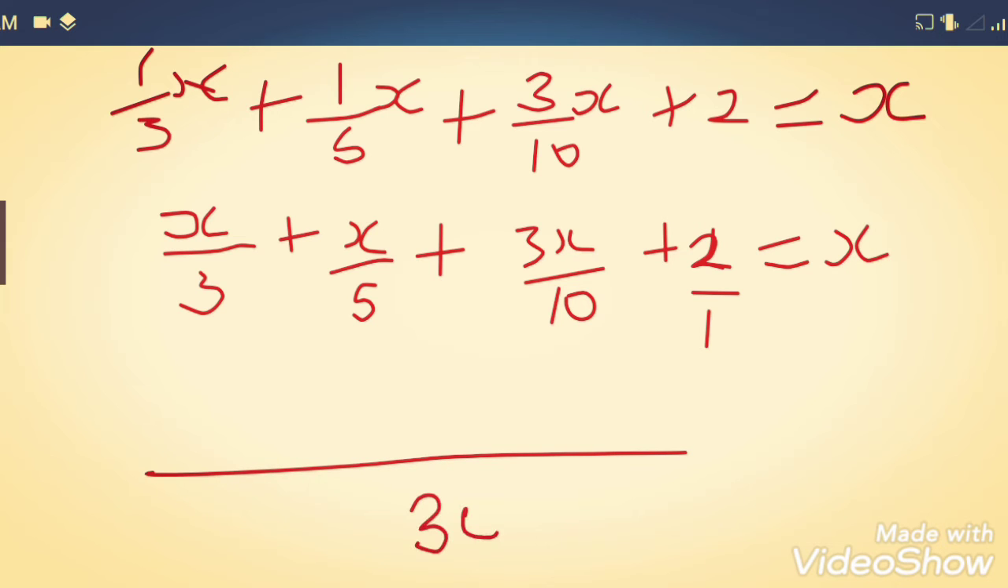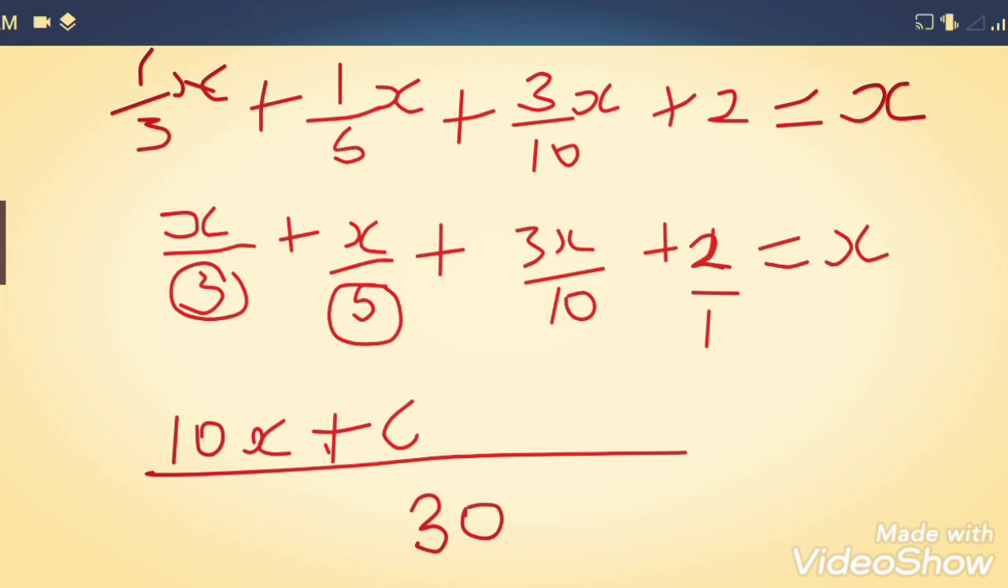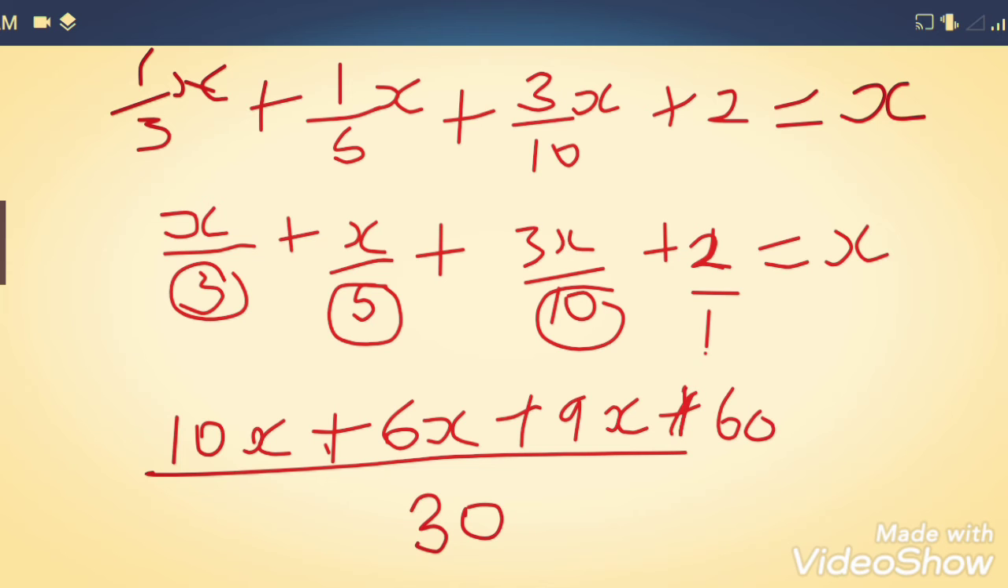So if that is the case, 3 into 30 is 10. 10 times x will give you 10x. Now 5 into 30 is 6. 6 times x is going to give 6x. And 10 into 30 is 3. 3 times 3x will give you 9x. And 1 into 30 is 30. 30 times 2, that will give 60. So this is equal to x.